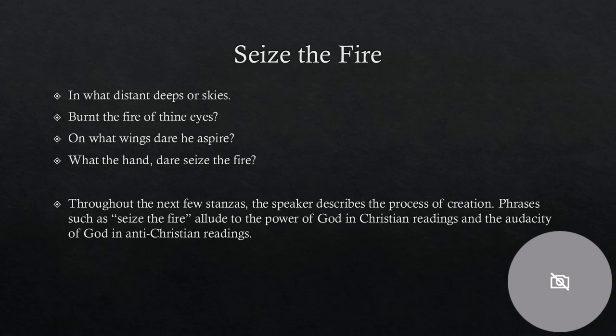So the first stanza was about the capacity for violence in the tiger. How could something be violent? But here it starts talking about a creator. In what distant deeps or skies burnt the fire of thine eyes? So where was the tiger made?